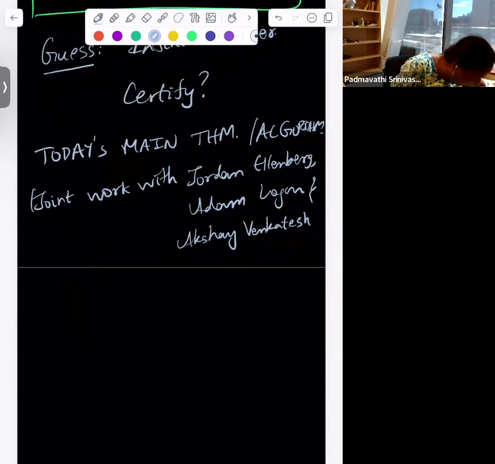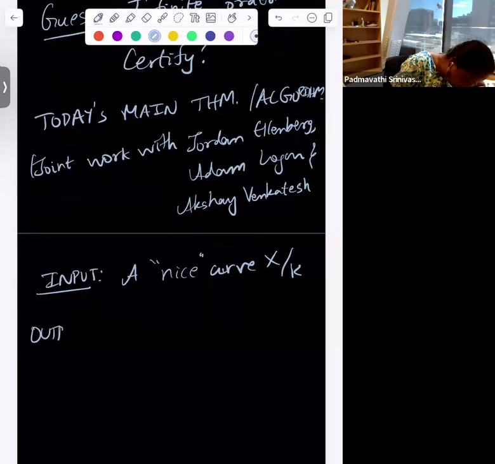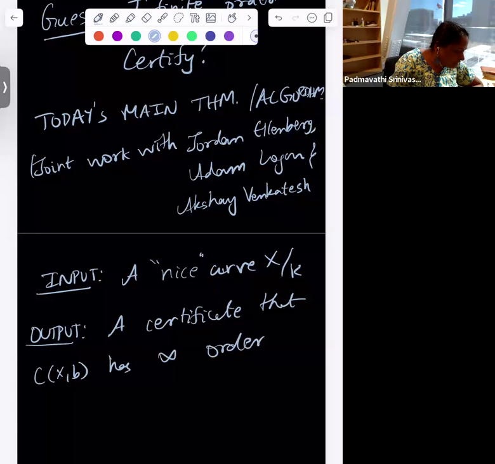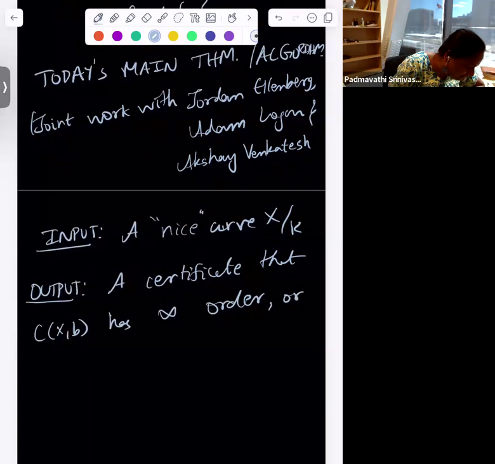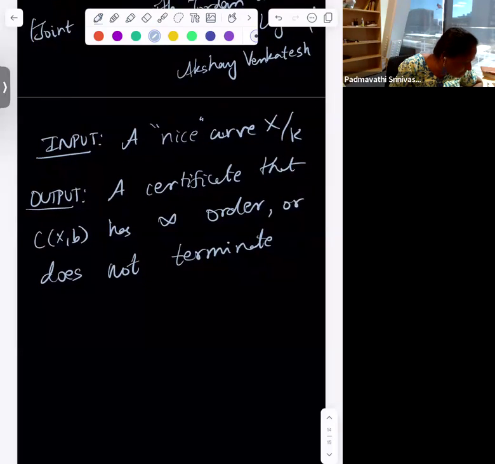So what we do is we provide an algorithm. You input a nice curve, maybe with explicit equations if you want, over a number field. And the output, either the algorithm will produce a certificate that the Ceresa cycle of this curve has infinite order, or it'll keep going. Hey, you have to tell it to cut off. Either it produces a certificate, when it has infinite order, it very quickly produces a certificate that the Ceresa cycle has infinite order, or it keeps going.